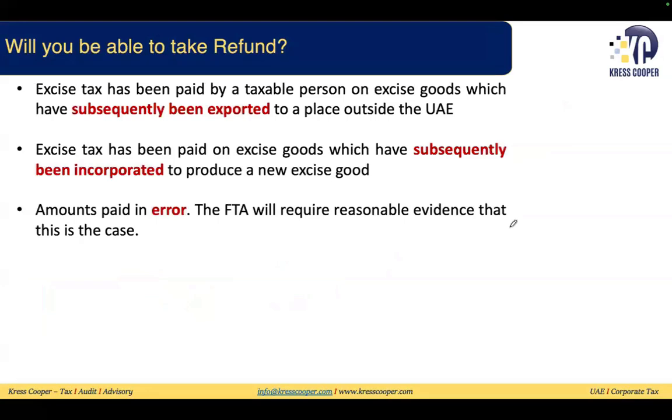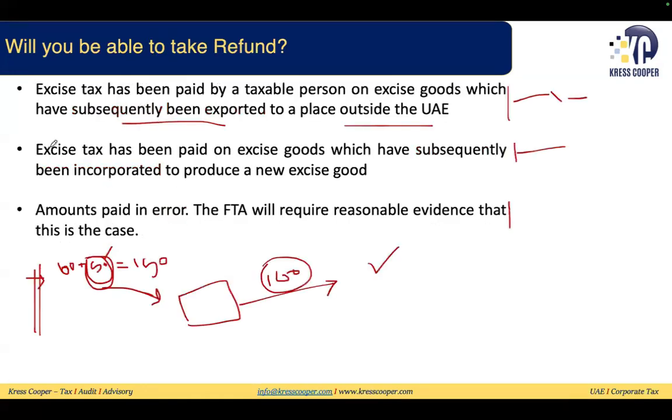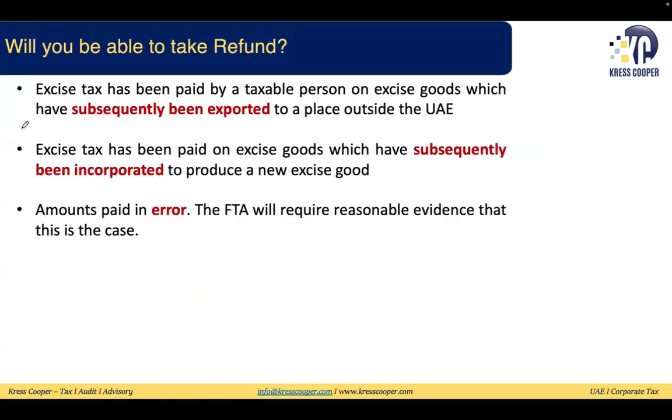Will you be able to take a refund subsequently? I think we have already discussed this. Just look into this example given in the guide published by the FTA. ABC imports raw tobacco and pays excise duty on the tobacco. Just keep in mind, as I mentioned in a previous slide, this clause is applicable to the manufacturer.